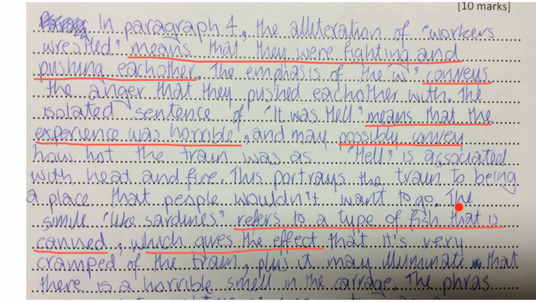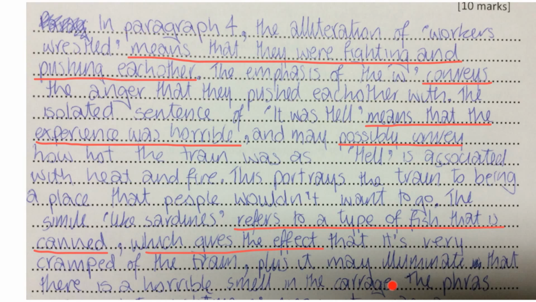Next, she moves on to her next quotation. The simile, correct use of simile, "like sardines". Now she's giving the dictionary definition, refers to a type of fish that is canned, okay, and now she's going to talk about the effect on the reader, which gives the effect that it's very cramped on the train, plus it may illuminate that there is a horrible smell in the carriage.